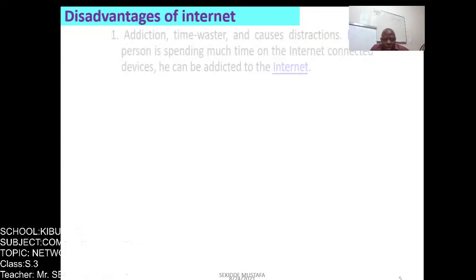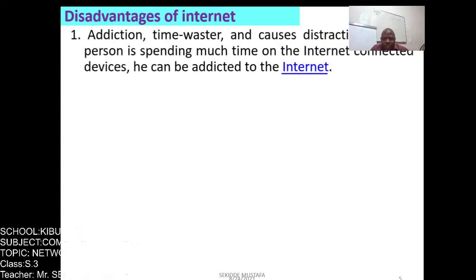So here we look at the disadvantages. Some of you are in them now. What are some of the disadvantages? Very quickly. I have displayed one. Let us look at some of the disadvantages. Can we suggest some of them? What are the disadvantages of the internet? Very quickly.